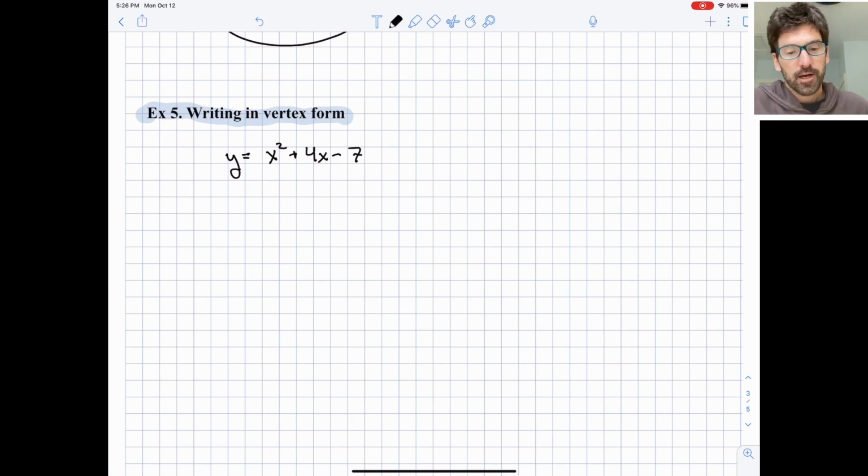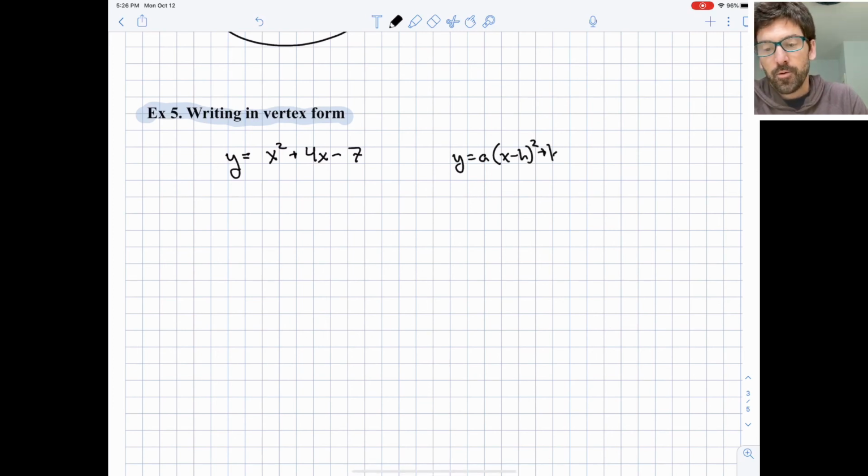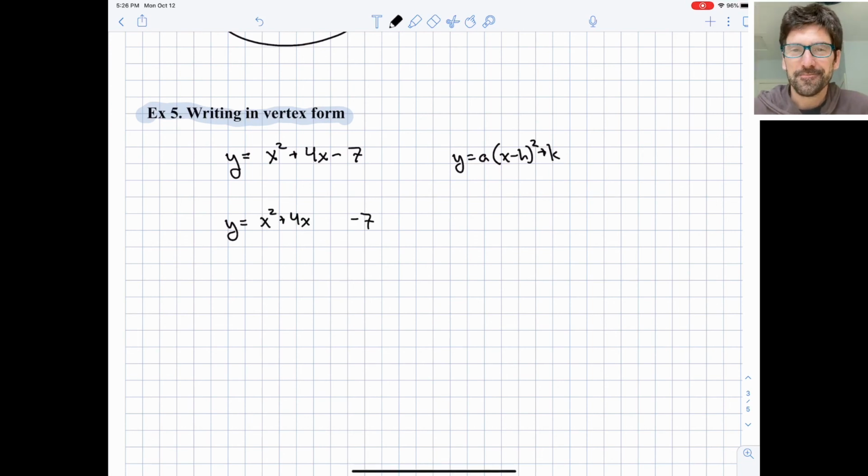Okay, so remember, vertex form looks like this, with a the same in both vertex and standard form, and then h and k being the coordinates of the vertex. Okay, so what I'm going to do is get rid of that -7. It's sort of in the way right now, and so I'm going to rewrite my equation like so. I didn't move it to the other side, I just gave myself a space.